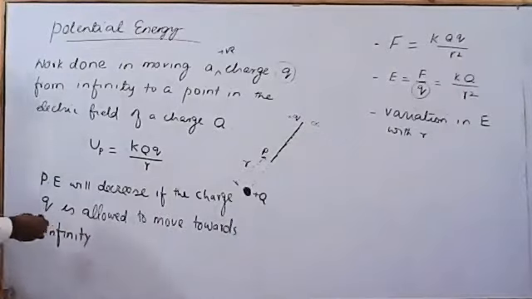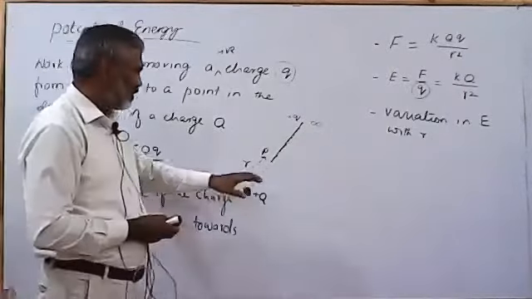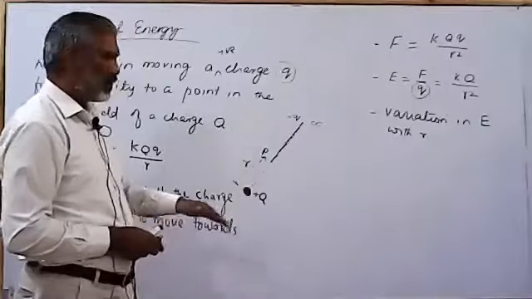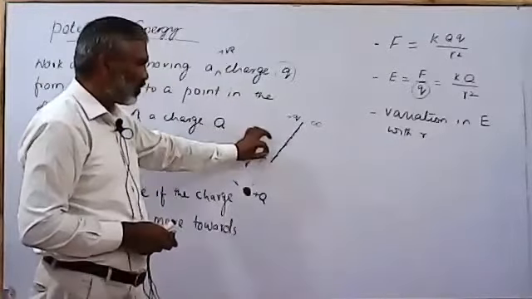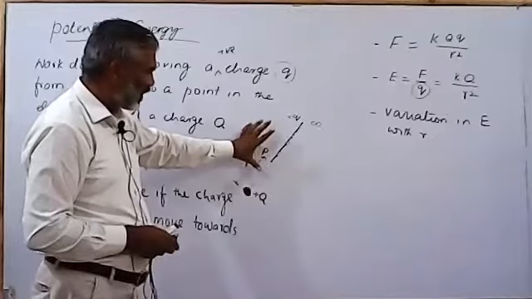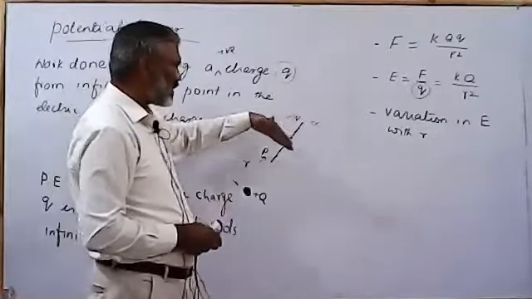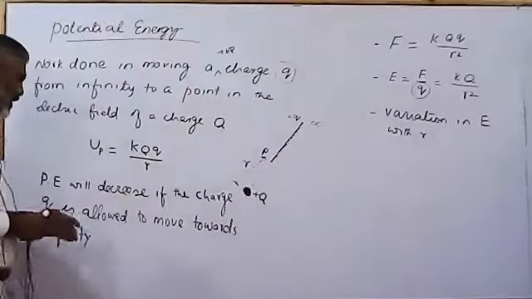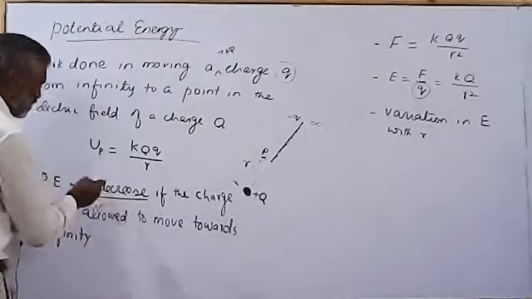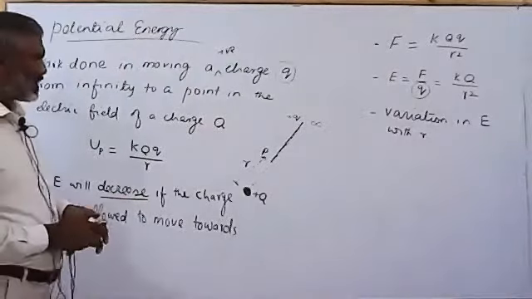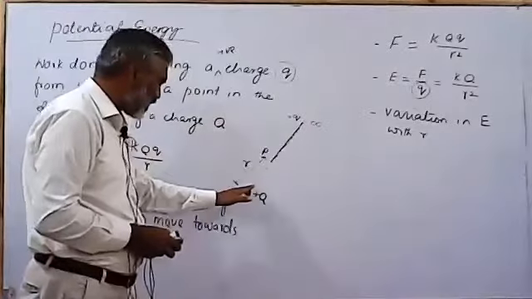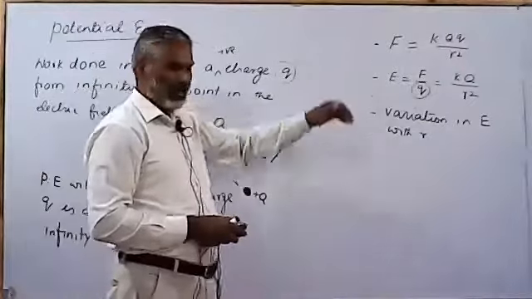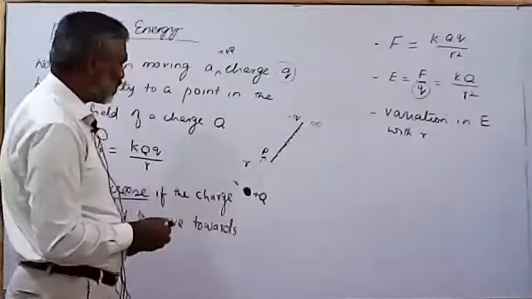That means as soon as we leave that charge on its own, we do not apply any force on it, we do not restrict its motion, we leave it to move freely, it will be pushed by this charge, it will move towards this side, towards infinity. The potential energy in this case will decrease. That means potential energy is increasing in the direction in which we are moving it, and potential energy decreases if we allow that charge to move away from it.